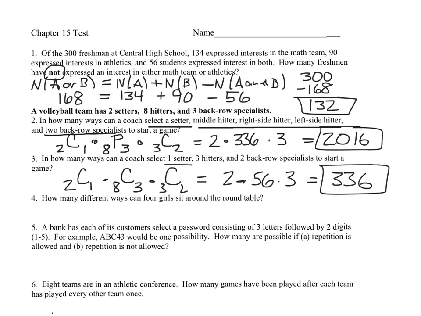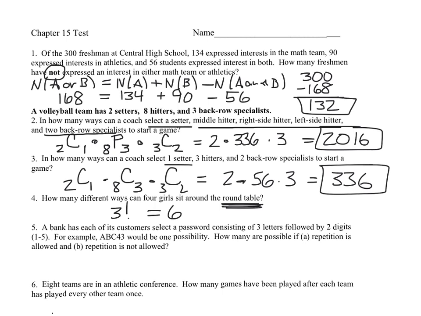How many different ways can 4 girls sit around a round table? The thing here is it's a circular table. It's all dependent on one person sitting down. So in this case, it's 1 less, so it's 3 factorial, which would be 6. If it'd be in a line, then it would be 4 factorial.